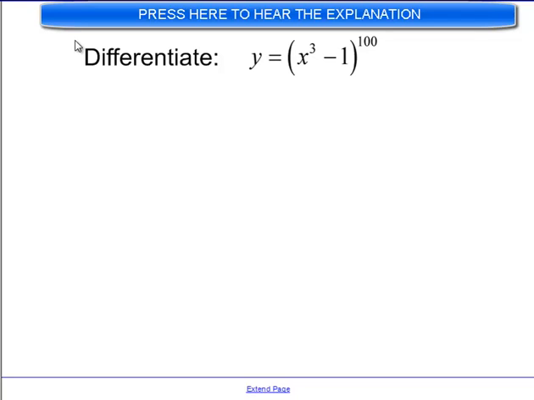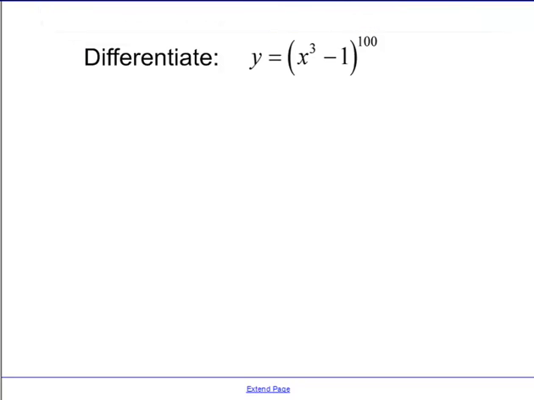Okay, so this is the first problem where we're going to practice using the chain rule to differentiate the given equation. Okay, so you have two functions. Remember, we have an outer function, and in this case it's going to be the function that raises the expression to the hundredth exponent, and then we have an inner function, which is the inside one, so it's x to the third minus 1.